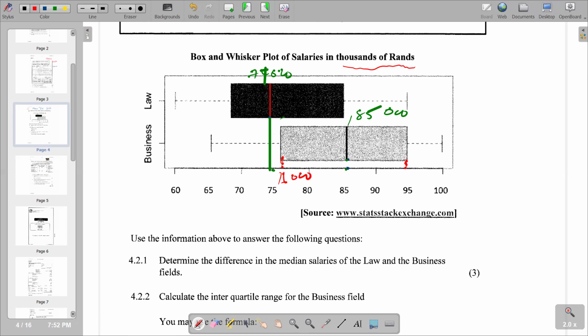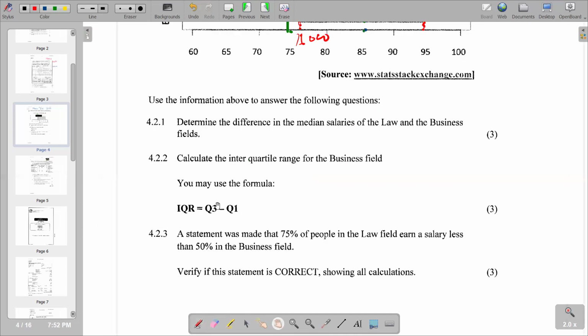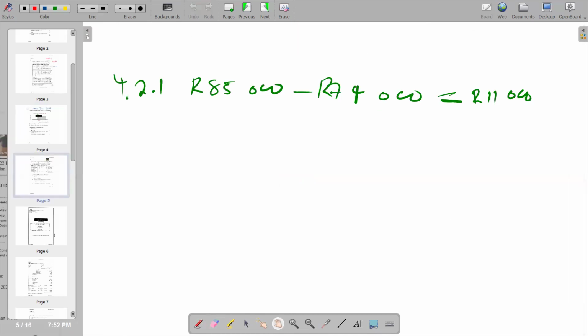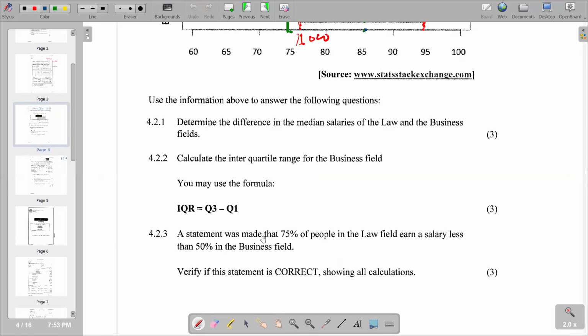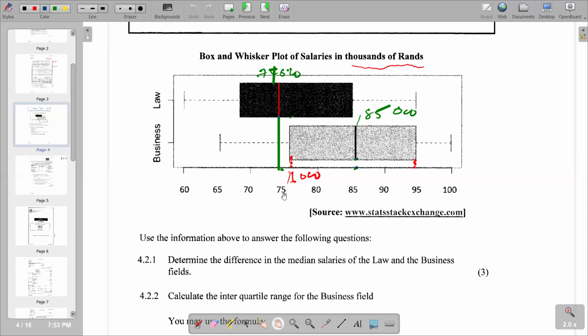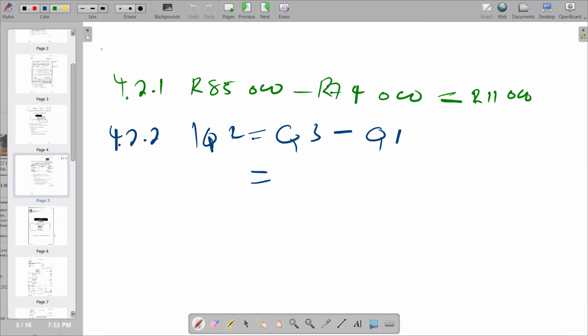So now, in terms of the interquartile range, we are being given the formula that interquartile range is Q3 minus Q1. So in our answer section, we are saying 4.2.2, and we are saying interquartile range is equal to Q3 minus Q1. So basically, it is equal to our figures given. We are now saying 85,000 minus 76,000.